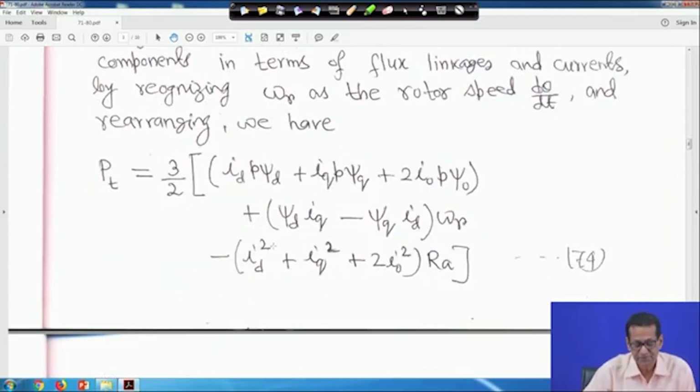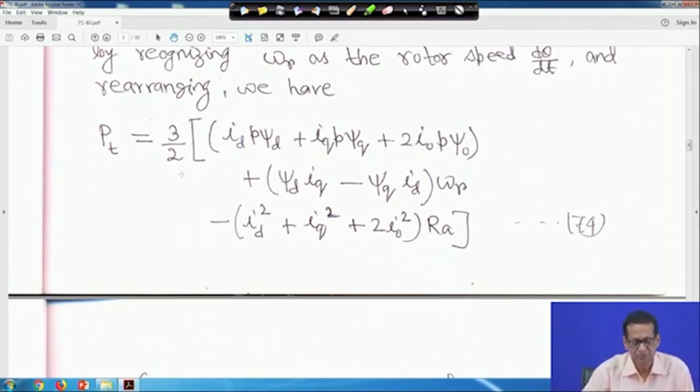If you do so, you will get this term: 3/2 into Id p psi d plus Iq p psi q plus 2I0 p psi 0 plus (psi d Iq minus psi q Id) into omega r, minus, in bracket, (Id square plus Iq square plus 2I0 square) into Ra. This is equation 74. This expression you will get, but each term has a separate meaning.